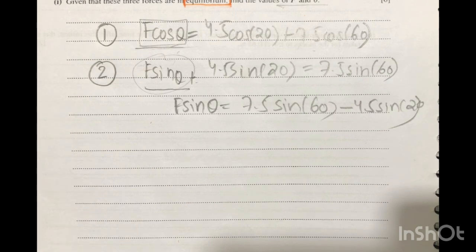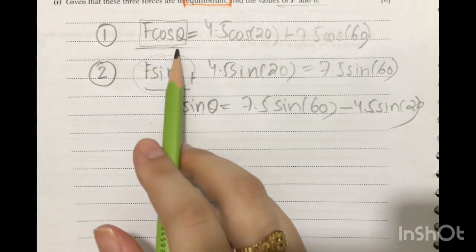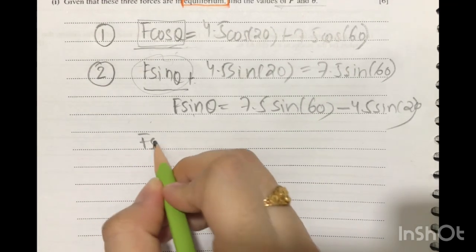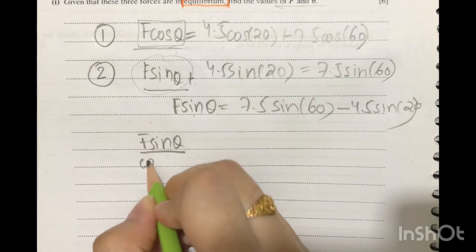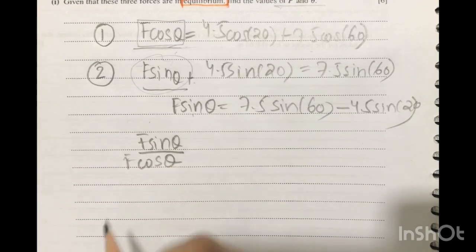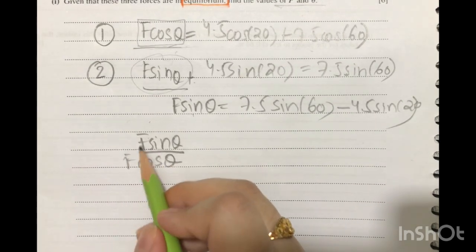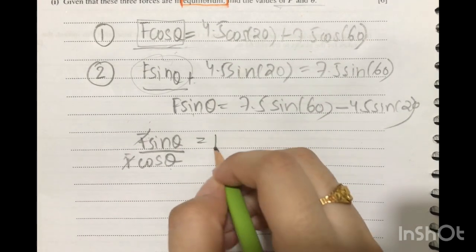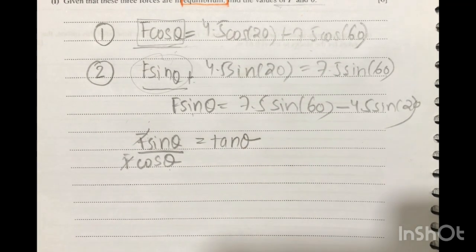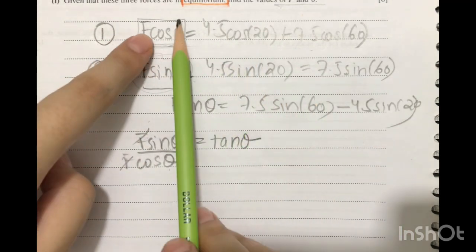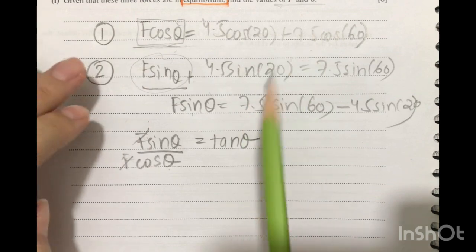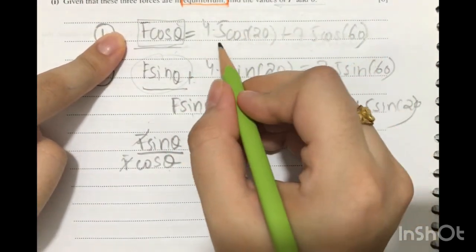Now we can apply the rules of trigonometry. We all know that sine theta divided by cos theta is equal to tan theta. So if we write F sine theta over F cos theta, the F's in the numerator and denominator will cancel out, and sine theta divided by cos theta is equal to tan theta. And we can express F cos theta and F sine theta as numerical values.